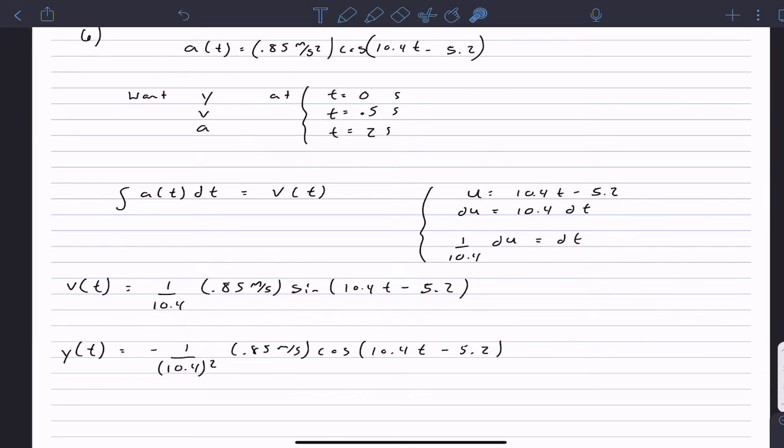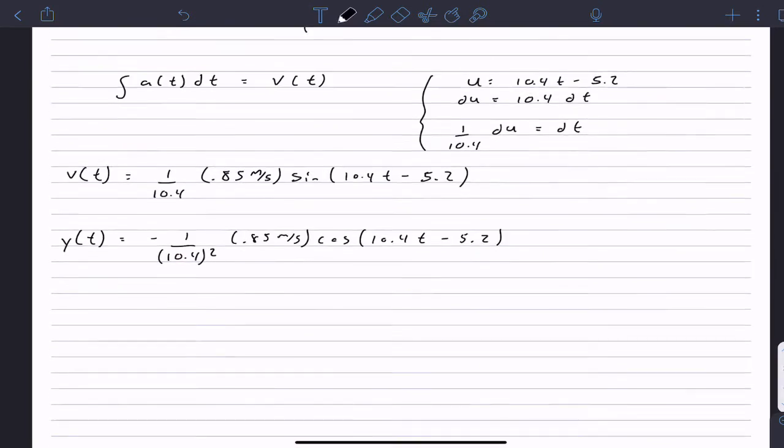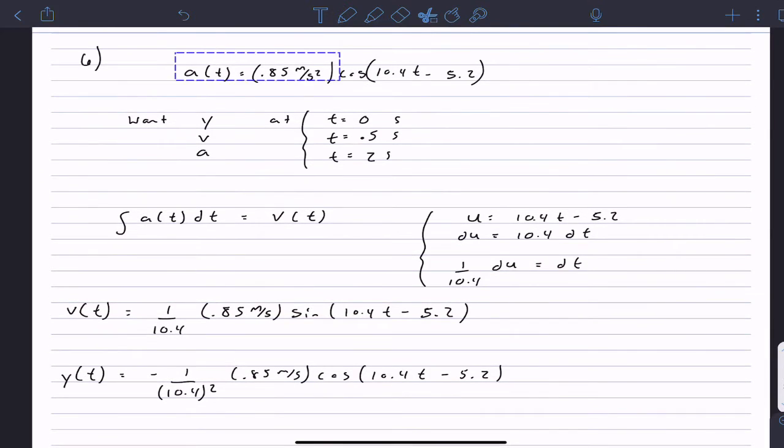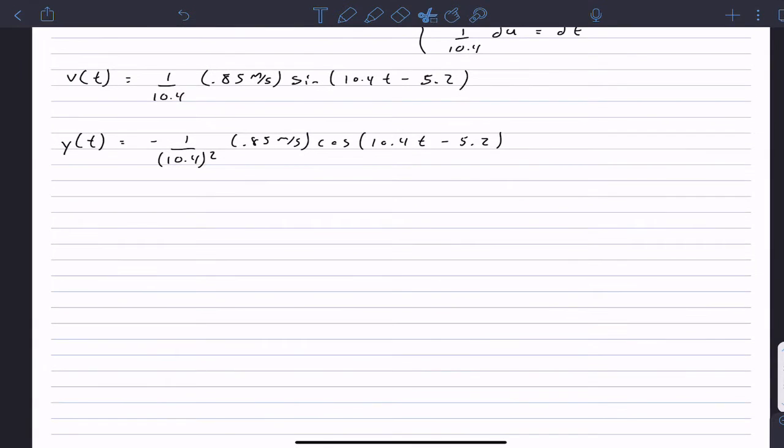Now notice that we still have a relationship. If you look at this acceleration function, we still have the relationship that this is equal to negative 10.4 squared of y of t. Right? That still holds. So that's good. So I think we're on the right track. All right, and then you just take your functions and you plug in the values that you're asked to plug in.